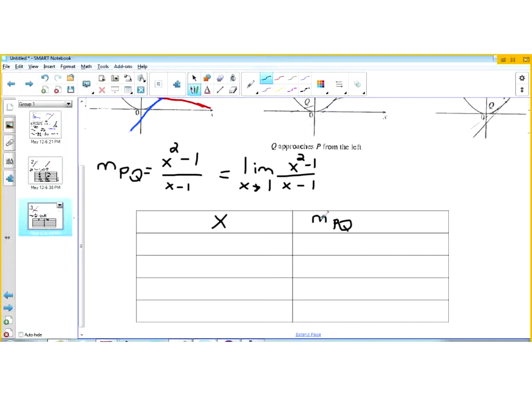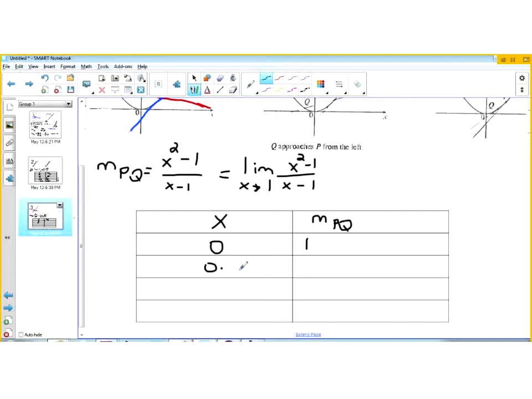So MPQ is the slope of the secant line, and we're going to walk x toward the abscissa of P, which is 1. So if we start from the left of point P, say 0, 0 is a good starting point. Then we calculate that the slope of the secant line is 1. So just plug in 0 and you'll see that negative 1 over negative 1 is 1. So that's the slope of the secant line.